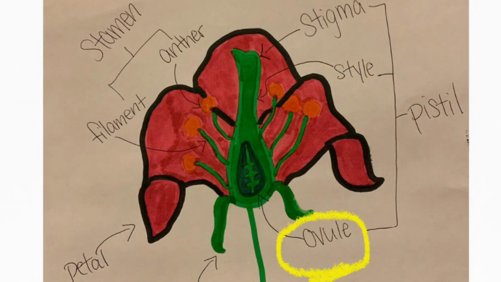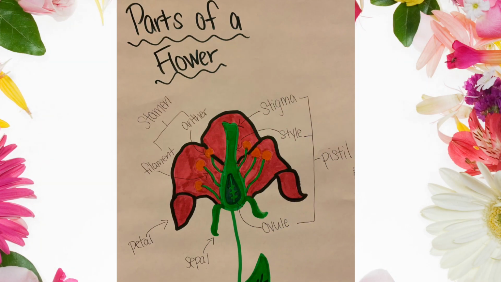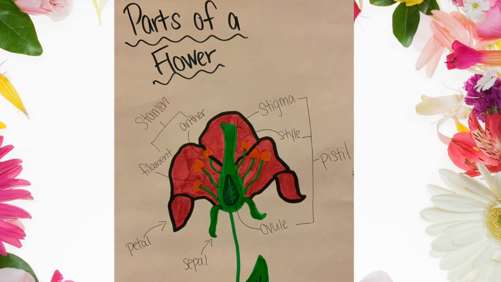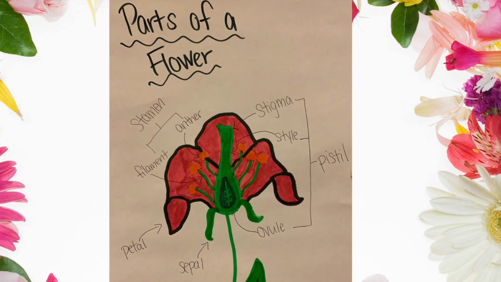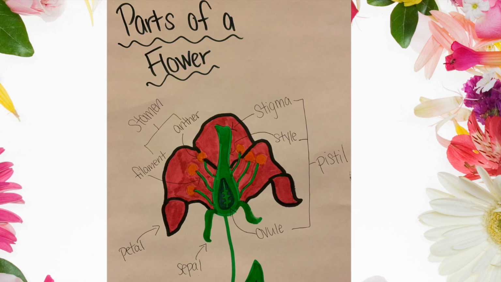Finally, the pollen lands in the ovule. The ovule is the egg of a flower, and flowers usually have more than one ovule. When pollen lands and interacts with the ovules, they grow into a seed. Finally, the process of pollination is complete. Wait, but how does pollen go from the stamen to the pistil?